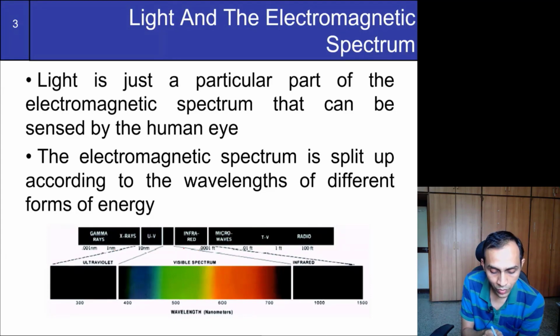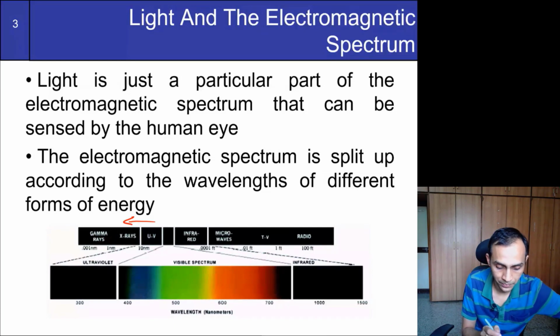If you go towards the right, we have infrared and then microwave, with increasing wavelength. And if you go towards the left, we have ultraviolet, X-rays, and gamma rays. Within the visible spectrum also we have different wavelengths, and each wavelength has a different color, because our eye is sensitive to that particular color in that wavelength.